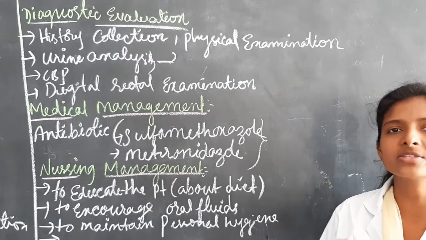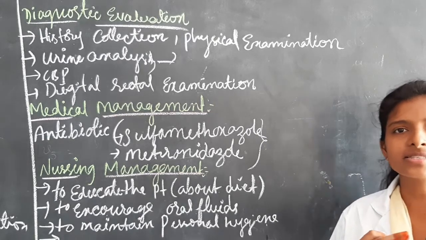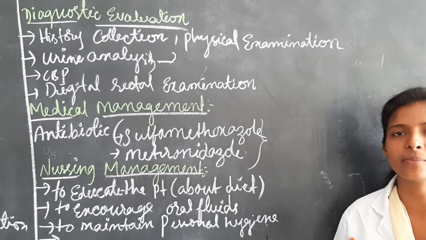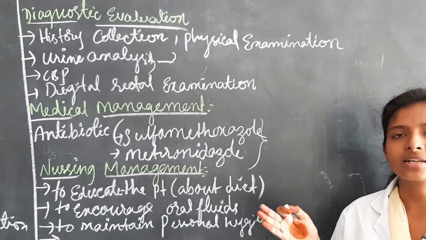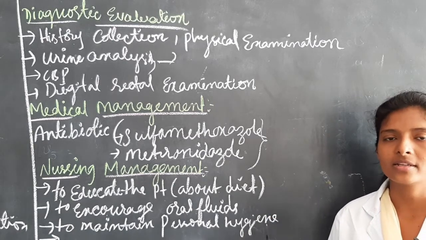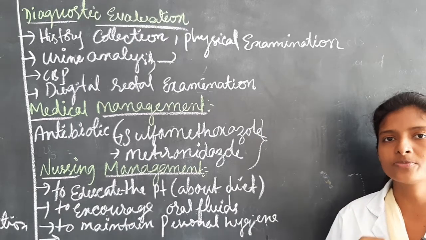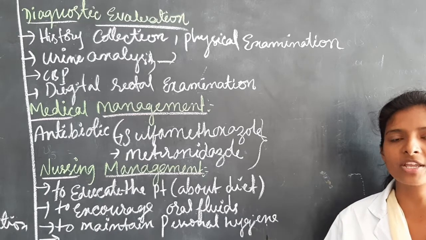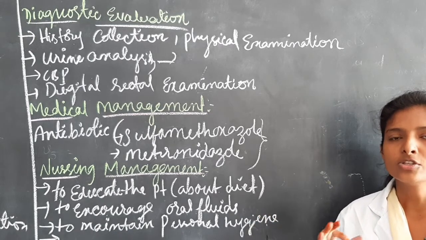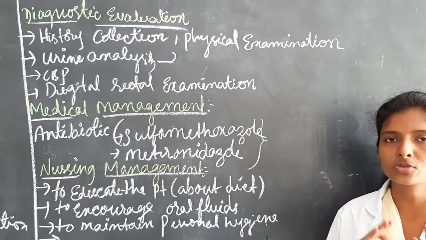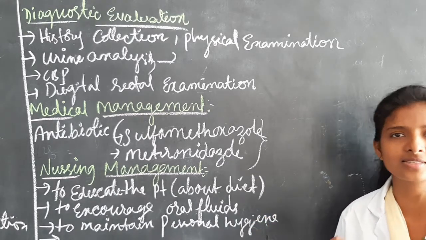Suppose the patient is having fever or pain, she will tell that I am having fever, I am having pain. Those complaints of the patient we can see in the subjective method. Whereas in objective data, O indicates observation. The doctor will observe the patient to identify the problems. So by observation of the patient he can identify the problems. These two methods we can see in history collection.